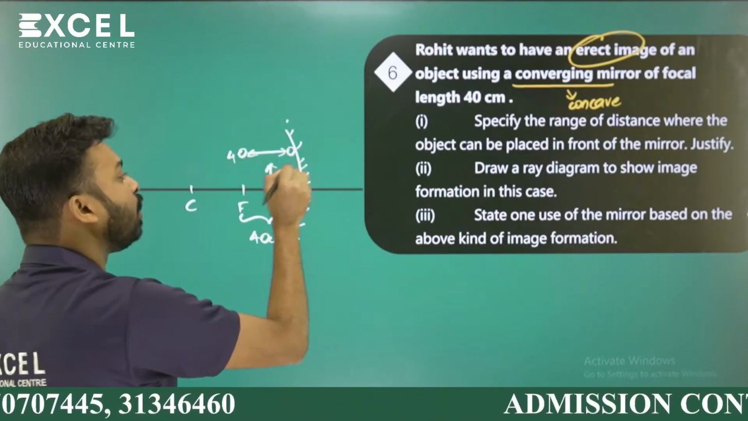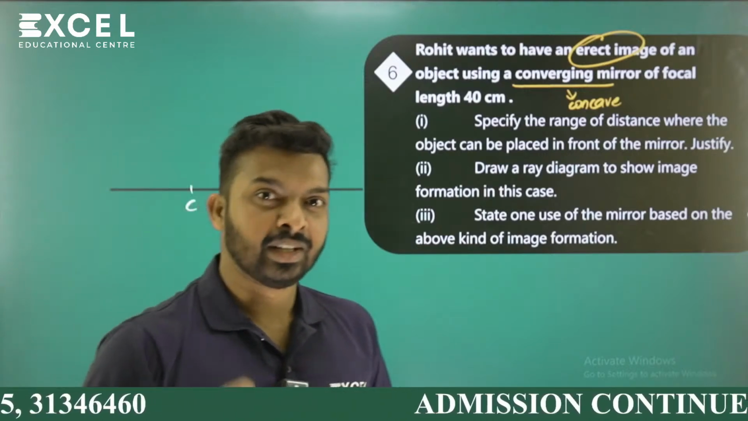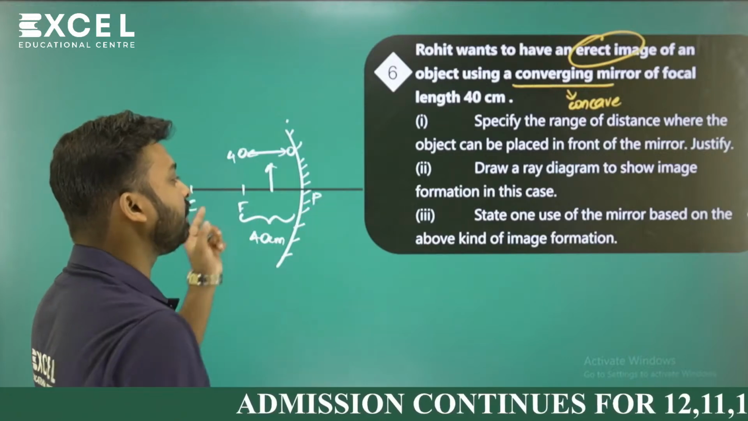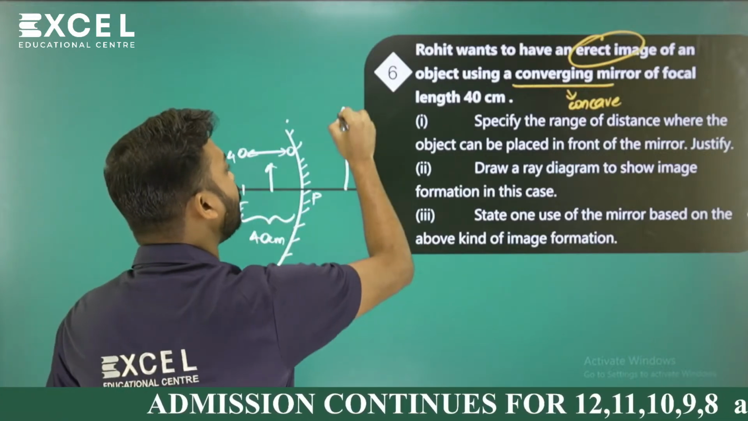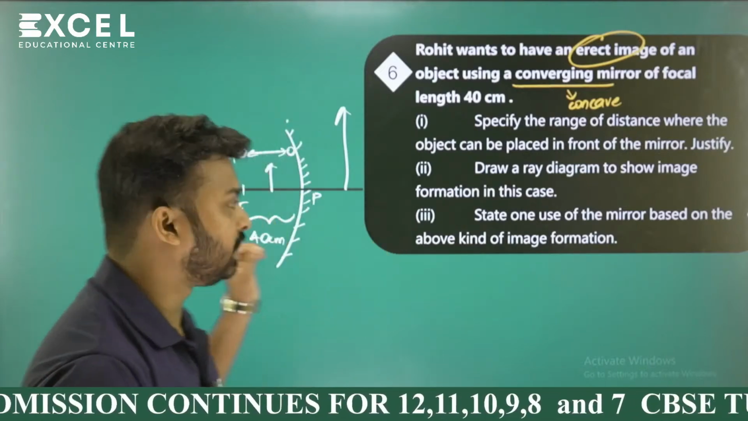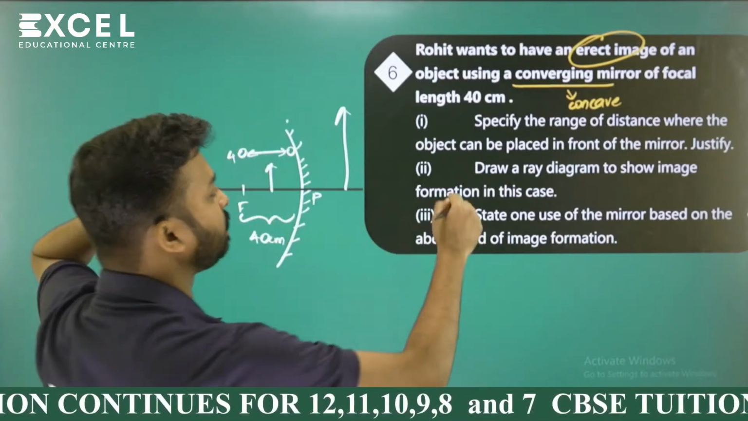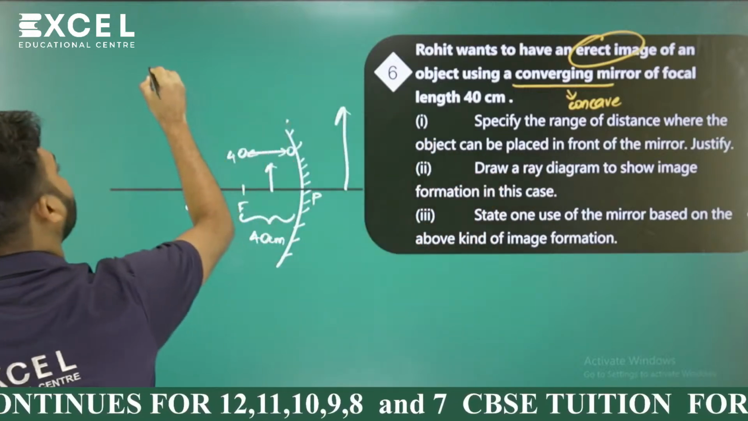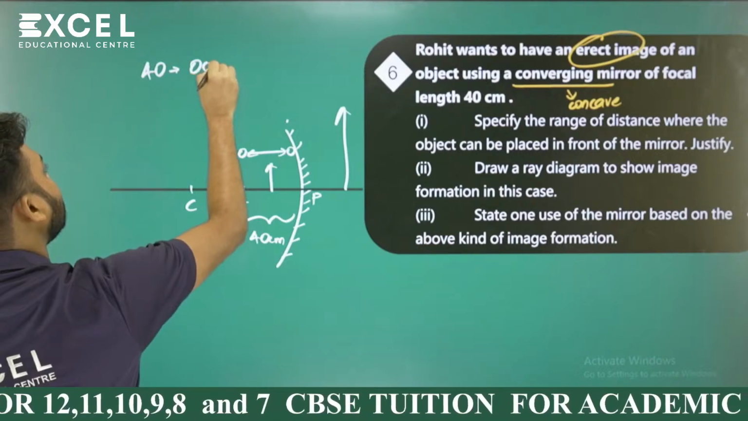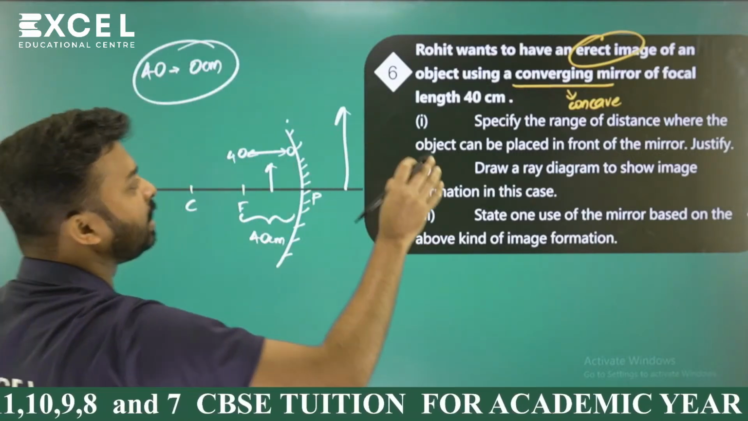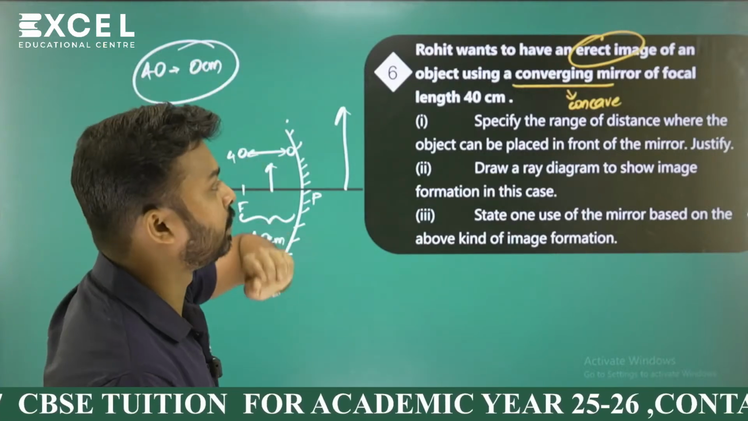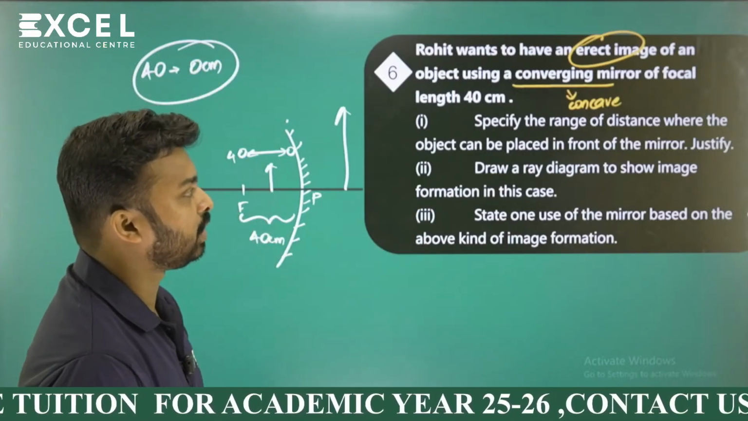Anywhere I can place the object between F and P. Here it is P. So between F and P will give you a virtual and erect image. I'll be going to the diagram after this. So the range here is between 40 centimeter and 0 centimeter. It shouldn't be equal to 40, it should be less than 40 down to 0. So that is the range of the distance where the object can be placed.